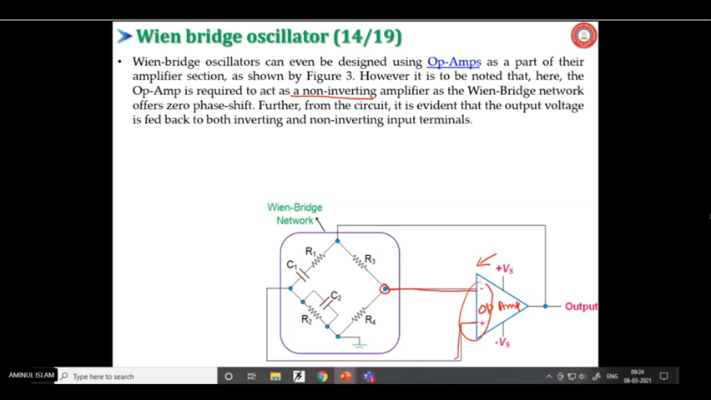Op-amp is required to act as a non-inverting amplifier. As the Wien bridge network offers zero phase shift, further in the circuit it is evident that the output voltage is fed back to the inverting and non-inverting terminals both. It's talking about both the terminals here, the inverting terminal and the non-inverting terminal.